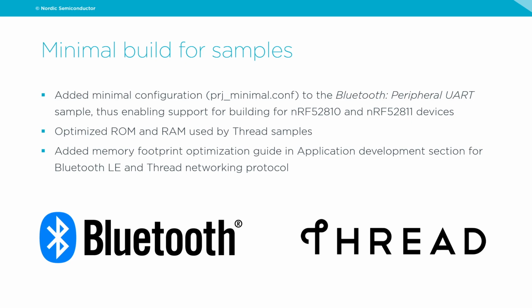We also optimized memory used by Thread samples. Finally, to facilitate development for the most resource-constrained devices, like nRF52810 or nRF52811, and to facilitate more efficient memory usage for bigger SoCs, we added documentation on how to optimize ROM and RAM footprint when developing a Bluetooth LE or Thread applications. The guide can be found in the application development section of NCS 1.5 documentation.